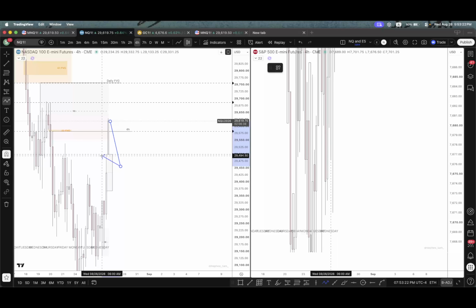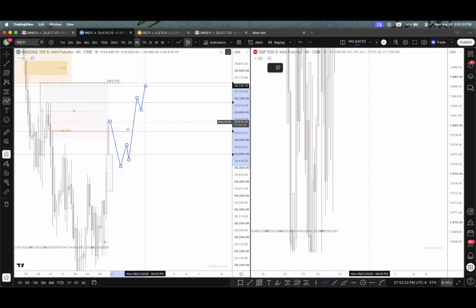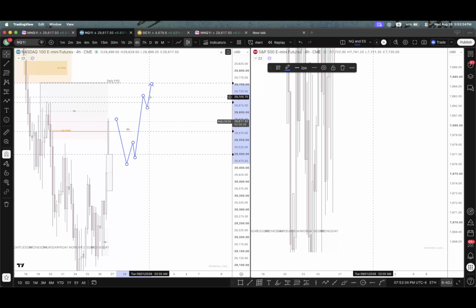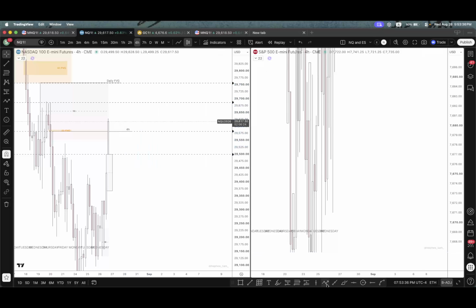Doesn't have to necessarily mitigate the whole thing, but just tap into it, and then take some sort of long position here, targeting London, targeting the daily fair value gap. That's my number one big play. Right, that's the number one play. Now, if that doesn't happen, I mean, that's going to take a while to happen.